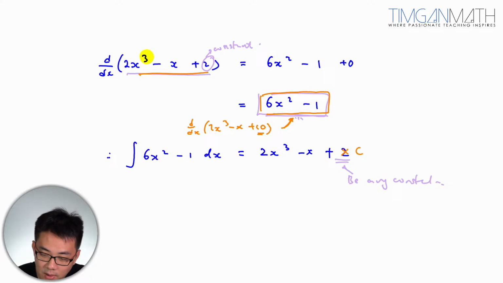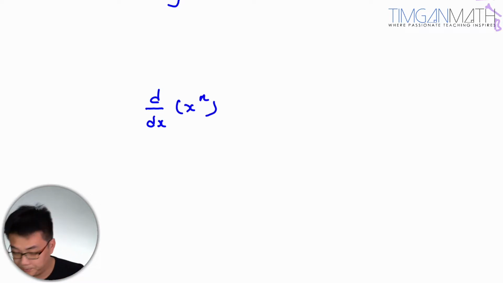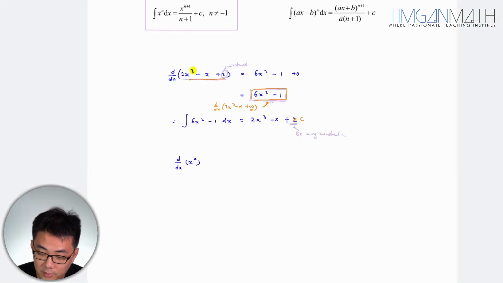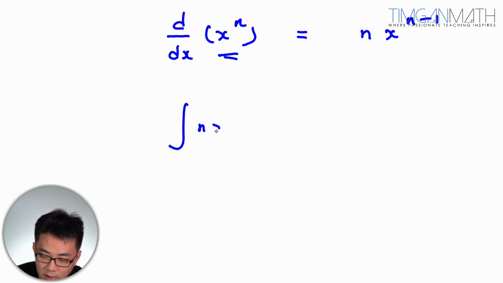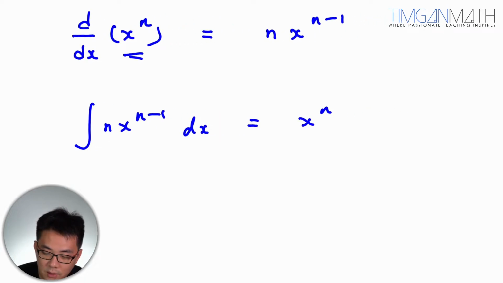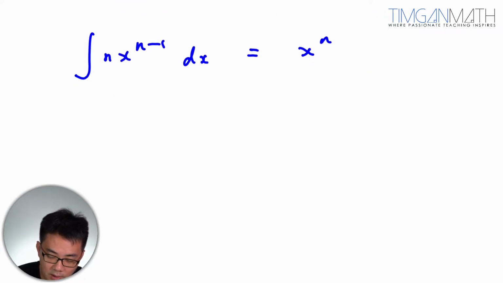Do you see that? Now let's dive a bit deeper. To do that, what we do is put x to the n instead of putting a number there. When you differentiate, the process is that you multiply n down, and this becomes n minus 1. So when you differentiate this expression, you get this expression here. Meaning to say, when you integrate n x to the n minus 1 dx, it will just be x to the n. And you could put the plus c there if you want to, but it's okay.